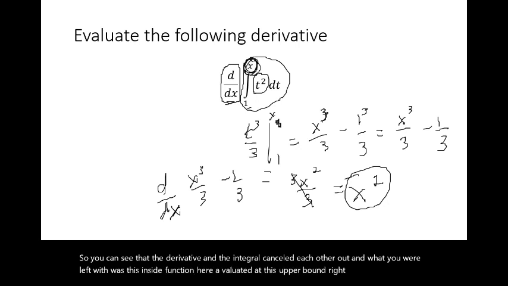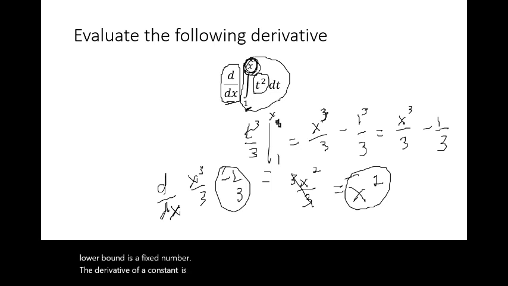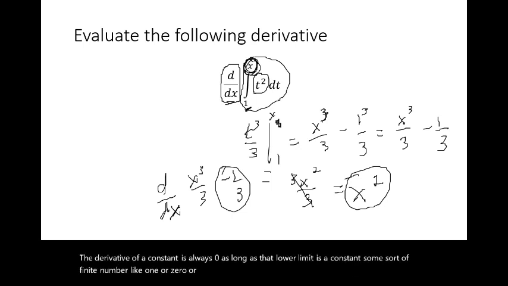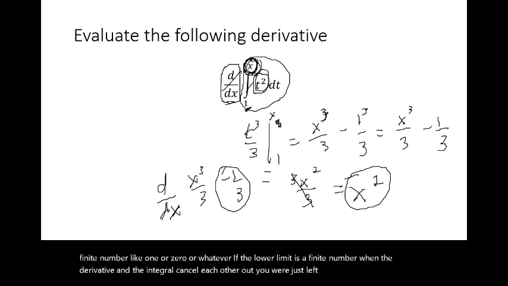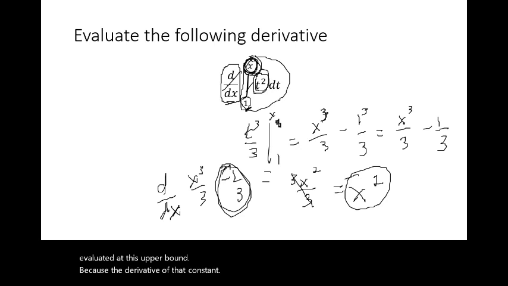As long as the lower bound is a fixed number, the derivative of a constant is always 0. So as long as that lower limit is a constant, some sort of finite number like 1 or 0 or whatever, when the derivative and the integral cancel each other out, you were just left with this inside function evaluated at this upper bound, because the derivative of that constant will always come out to 0.